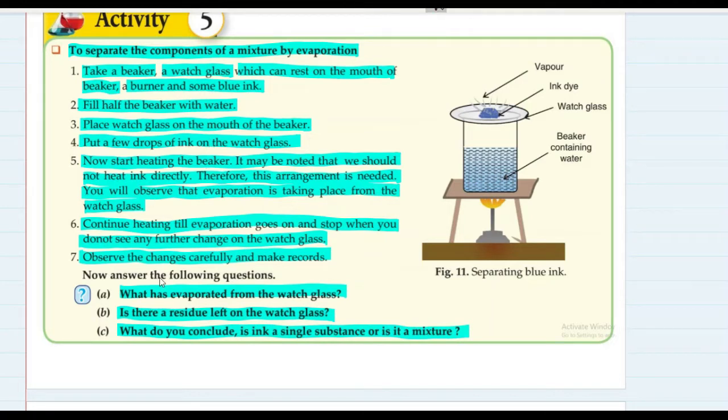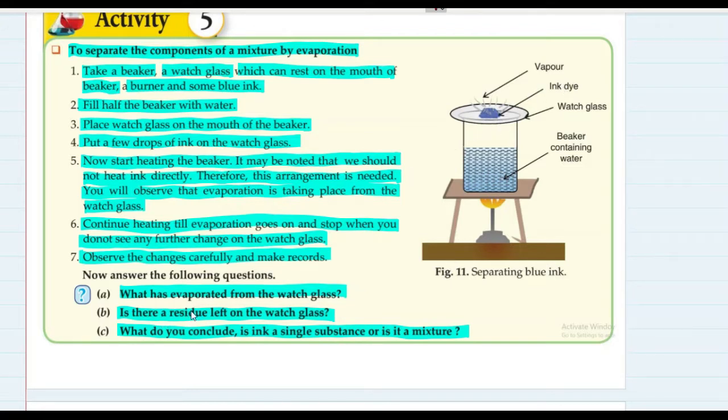So understand each and every question. What has evaporated from the watch glass? Now the ink drops, which were generally liquid in color, all the liquid from that ink gets evaporated on heating the watch glass through the steam from the hot water beneath it. The liquid part of the ink gets evaporated.